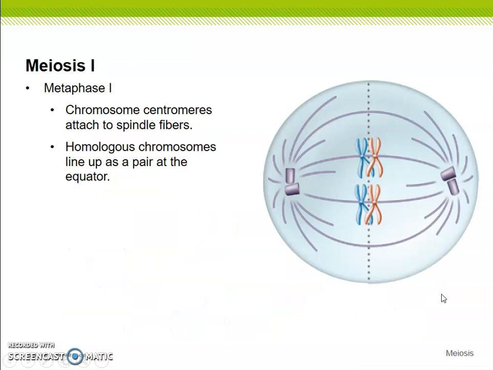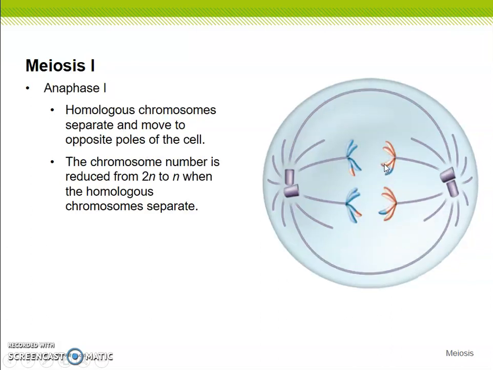Then, in metaphase 1, the homologous chromosomes line up in the middle of the cell. Okay, and you notice that they are lined up together as a pair, 2 by 2. So we have one on this side, one on this side. In anaphase 1, they separate, and you'll notice that it is an entire chromosome moving to either side. The homologous chromosomes separate and move to opposite poles of the cell. The chromosome number is reduced from 2N to N when the homologous chromosomes separate.